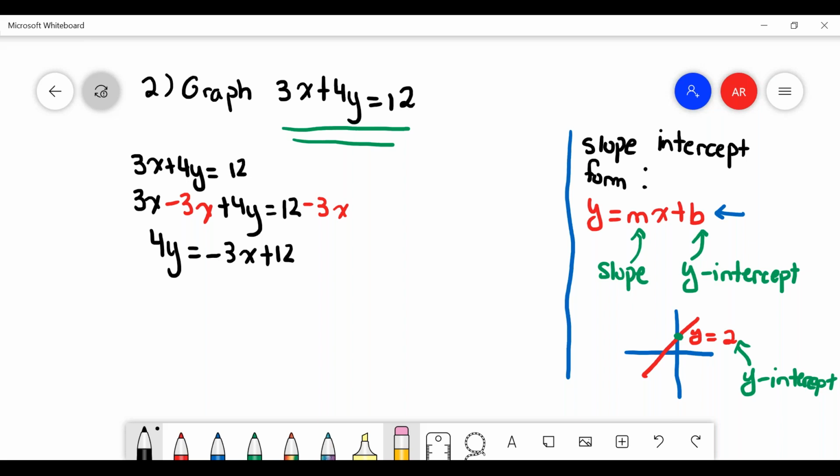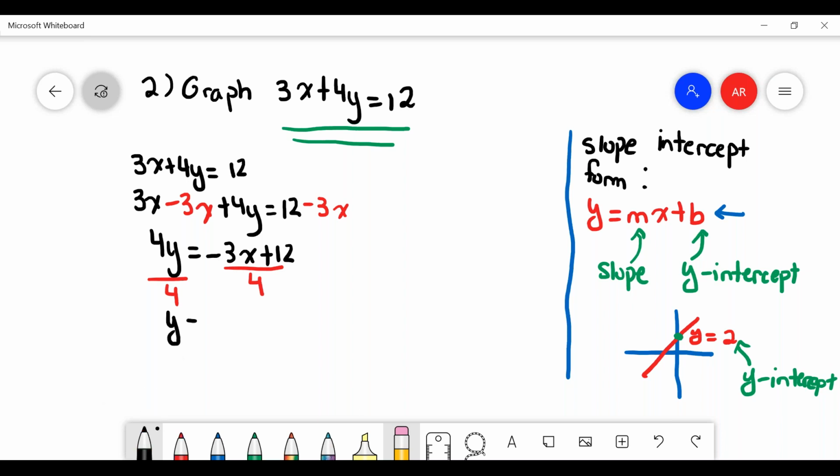Now we need to isolate for y even further. Looking at what is attached to y, we have y being multiplied by 4. To get rid of it, we perform the opposite operation from multiplication, which is division. So we'll be dividing both sides by 4.